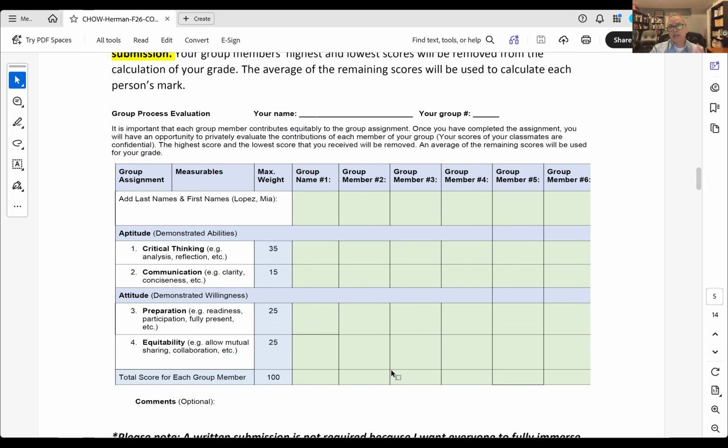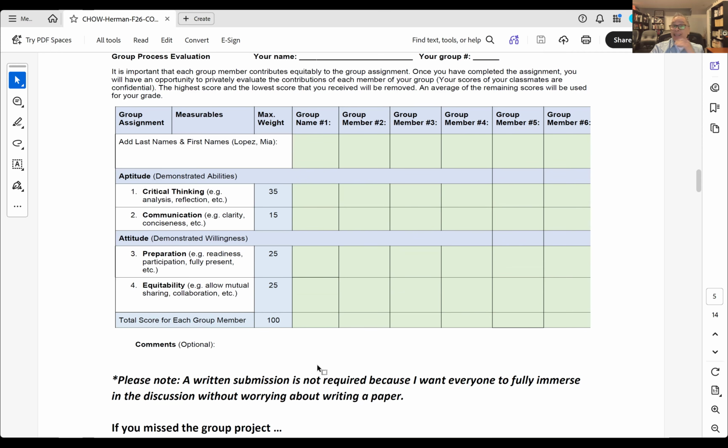What I'm going to do is, after I've collected all the forms, for each person's score, I'm going to remove your highest score and your lowest score. I'm going to average out whatever is remaining, and that will be the score for this project. So I think that way is fair. We remove the highest, we remove the lowest, and whatever the average is, that's your score, I should say. You can certainly write down any comments that you have about your experience of your group and whatnot.